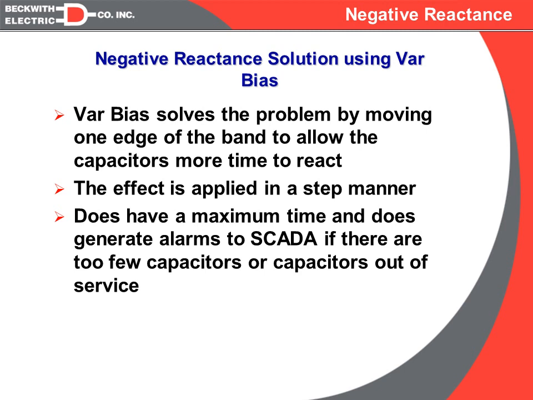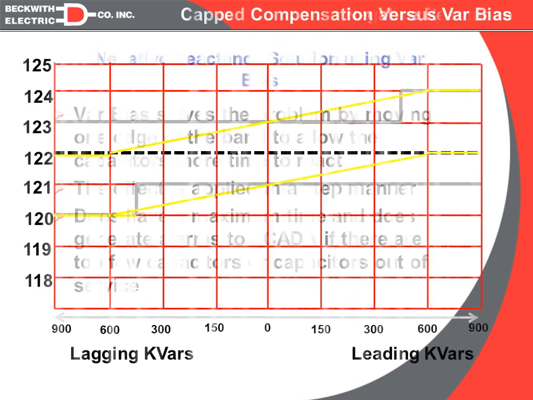But we are doing this in a step manner. So you go from having no bias to full bias, not linear like the negative capped compensation is. But we do have the advantage that we can have a maximum time, and if we do not see the VAR flow change in the way we anticipated, we can then remove the bias, act accordingly by taking a tap, and then alarming SCADA to the fact that the capacitor banks did not react in the manner we were anticipating.